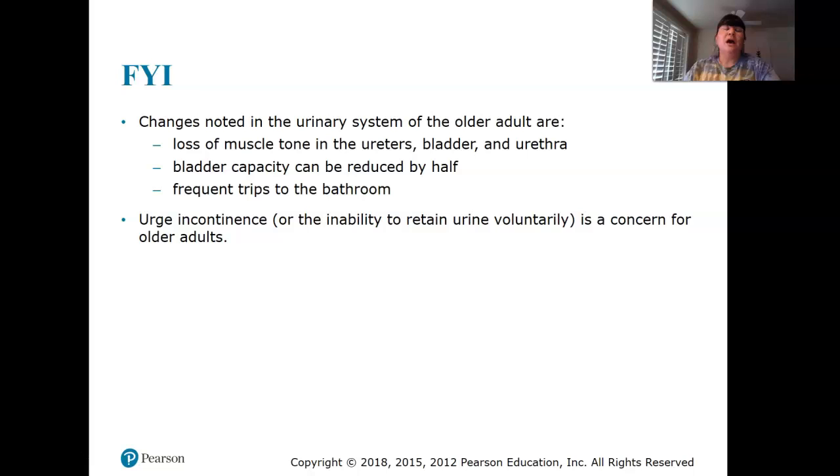As we get older, things change. Losing muscle tone in the bladder and urethra, bladder capacity can be reduced by half, with frequent trips to the bathroom. There's incontinence, not being able to hold urine.